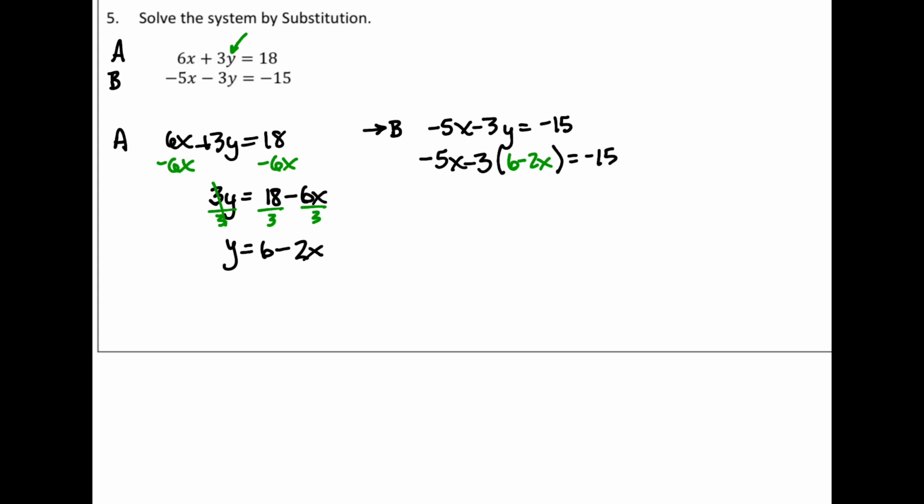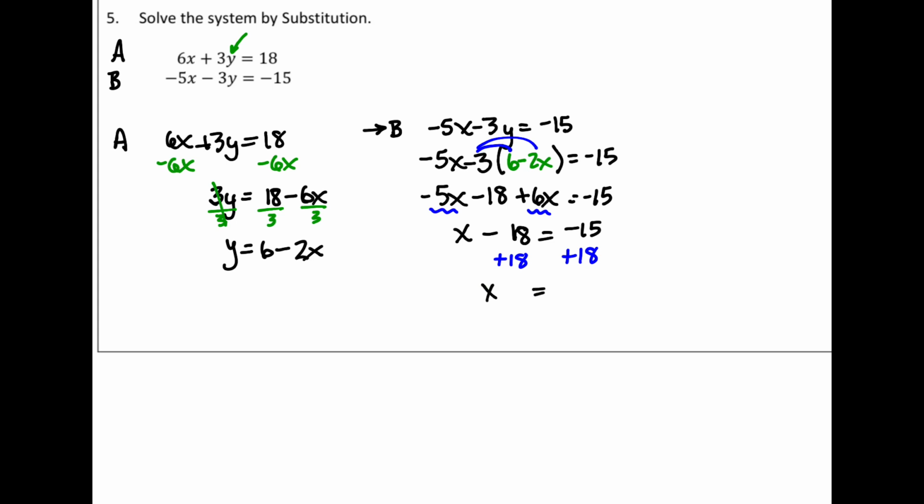Okay, so now we're going to distribute here. So we end up with negative 5x minus 18 add 6, because it's a negative 3 and a negative 2 makes a positive 6, equals negative 15. Combine like terms. So I get 1x minus 18 equals negative 15. Add 18 to both sides, and I end up with x equals 3.